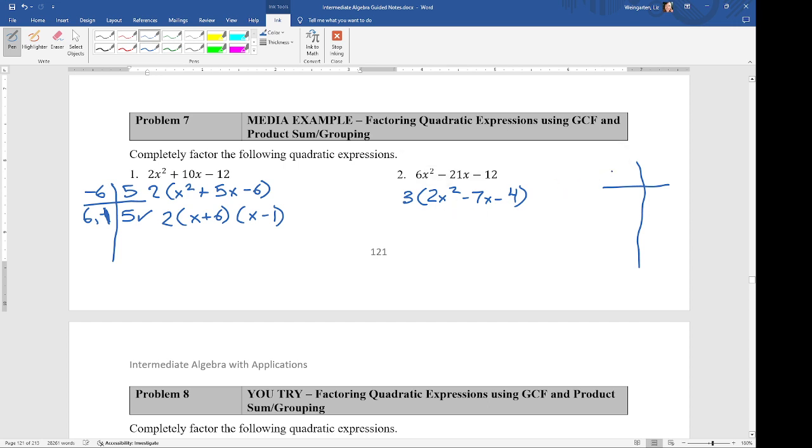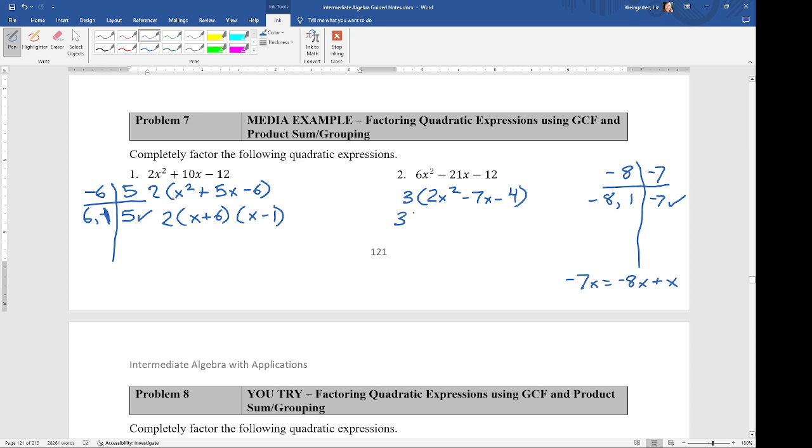2 times a negative 4 gives us a negative 8. Our factors have to add up to a negative 7. We know the larger factor is going to be negative. The factors are far apart because 7 is kind of a big number. So I'm going to use negative 8 and 1. And that does equal negative 7. So we're going to split up our negative 7x by rewriting it as negative 8x plus x.